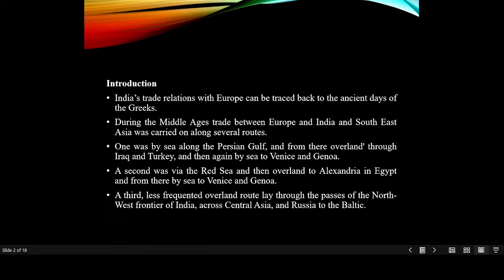India's trade relations with Europe can be traced back to the ancient days of the Greeks. It is also important to note that India's relations with the Europeans are not so modern. Even during ancient times, we did have good trade relations.